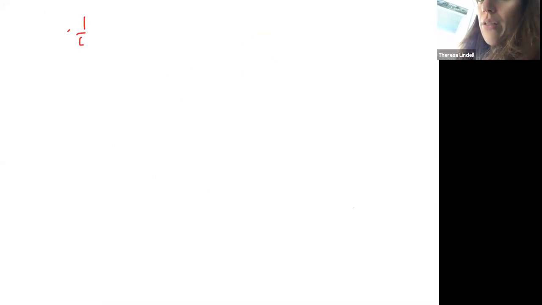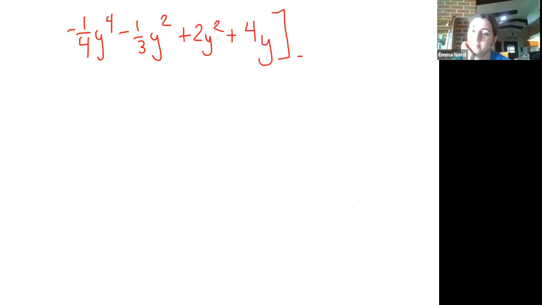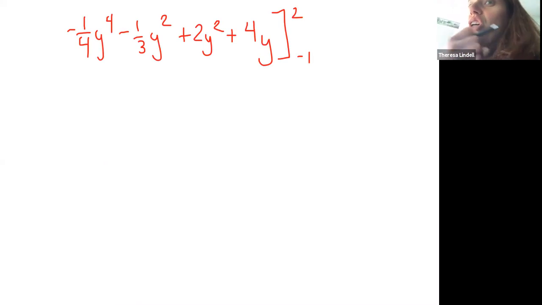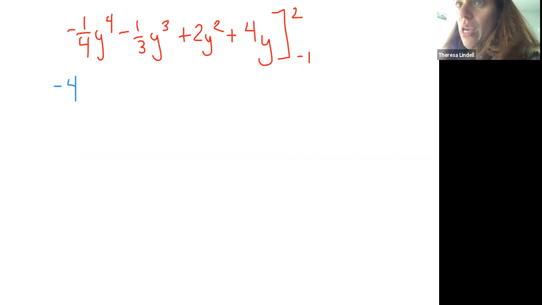Okay, I'm going to rewrite this on the next page so we can do all that work. So -1/4 y to the 4th minus 1/3 y cubed, plus 2y squared plus 4y. Was that what it was? Yep. Cool. All right, if I plug in 2, 2 to the 4th is 16 times -1/4 is -4. 2 cubed is 8 times -1/3 is -8/3. 2 squared is 4 times 2 is 8, and 4 times 2 is 8. So that's the first one.